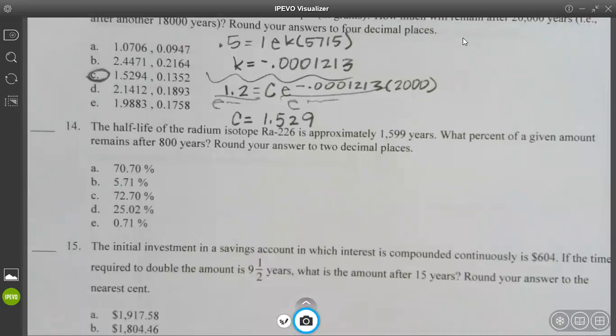The half-life of the radium isotope is approximately, we already did a question like this. What percent of a given amount remains after 800 years? Round your answer to 2 decimal places. So what do we do? How do we start this equation? If it says half-life is 1599 years.